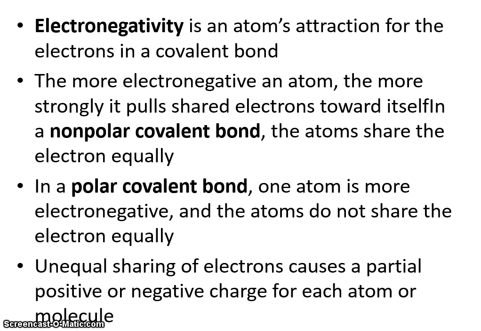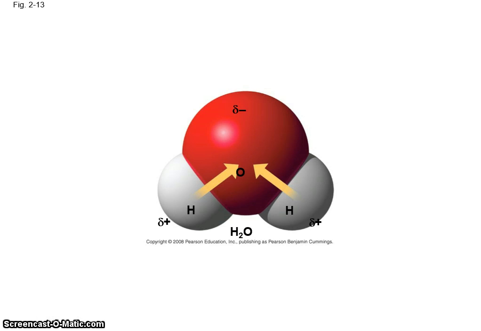Now, a polar covalent bond, on the other hand, typically has 1 or more atoms that are very, very electronegative, sharing electrons with other atoms that are not very electronegative. So we call this unequal sharing. For example, we're going to spend lots of time looking at water.